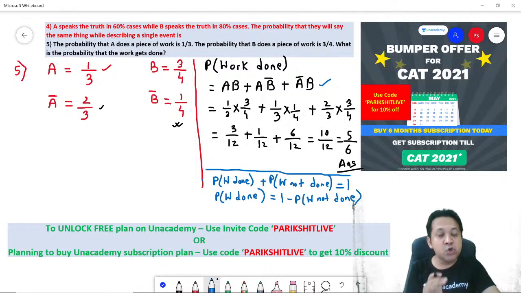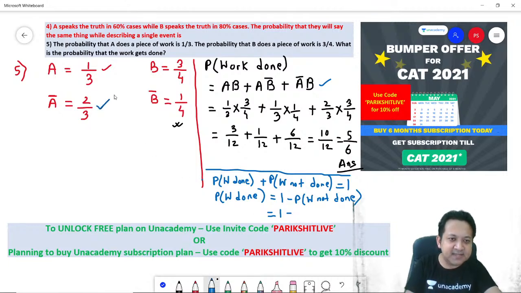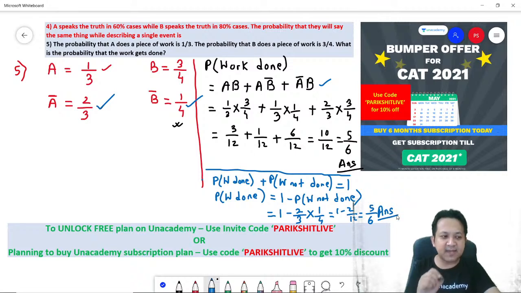When is the work not getting done? The work will not get done only if both of them do not do it. Only one scenario. If both of them do not do it, means A does not do it, so 2 by 3, and B doesn't do it, which is 1 by 4. So how much are you getting? 1 minus 2 by 12. 1 minus 2 by 12 comes out to be 10 by 12. 10 by 12 is 5 by 6. That's your answer, 5 by 6.